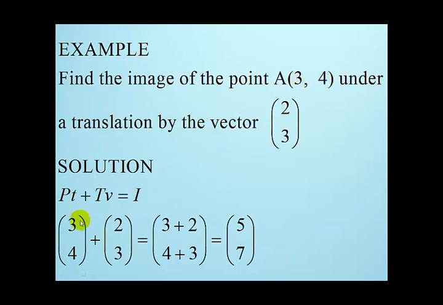From the question, the point A is (3, 4). So we have (3, 4) plus the translation vector (2, 3). This is equal to (3 plus 2, 4 plus 3), and 3 plus 2 equals 5, and 4 plus 3 is equal to 7. This means that (5, 7) is the image of the point A(3, 4) translated by the vector (2, 3). The image is (5, 7).